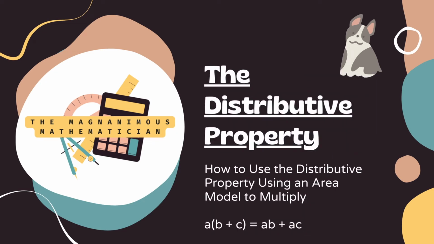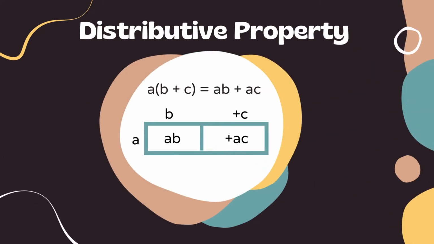Welcome back, fellow mathematicians. In this video, we're going to talk about the distributive property, but how we can use an area model instead of arrows to multiply. So the distributive property states that A times the quantity of B plus C equals A times B plus A times C. And you can see how the area model looks with a box.